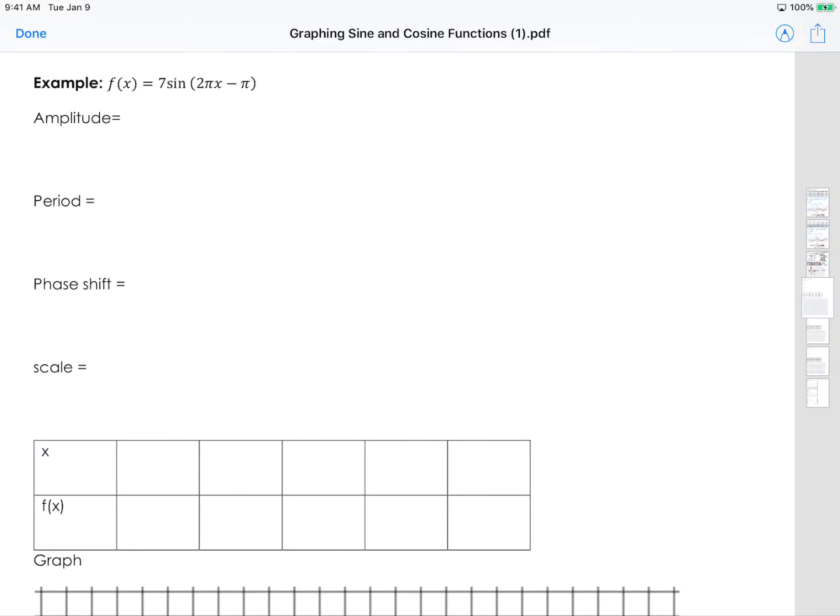We are going to graph 7 sine (2 pi x minus pi). So let's first write it in the form like this, so we can identify all the major pieces. So that means I'm going to factor out the constant in front of the x, which is 2 pi.